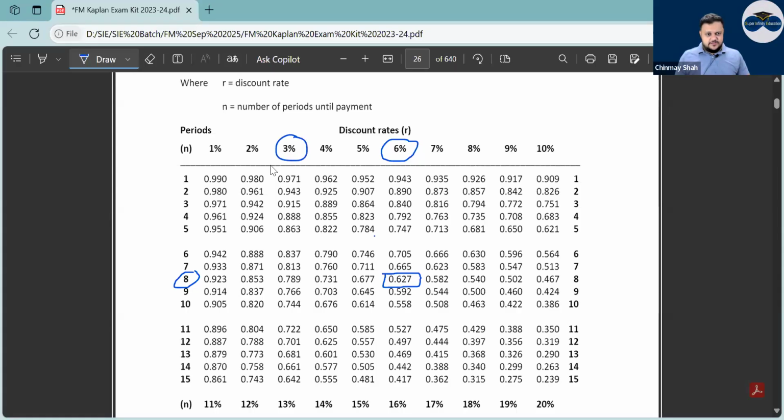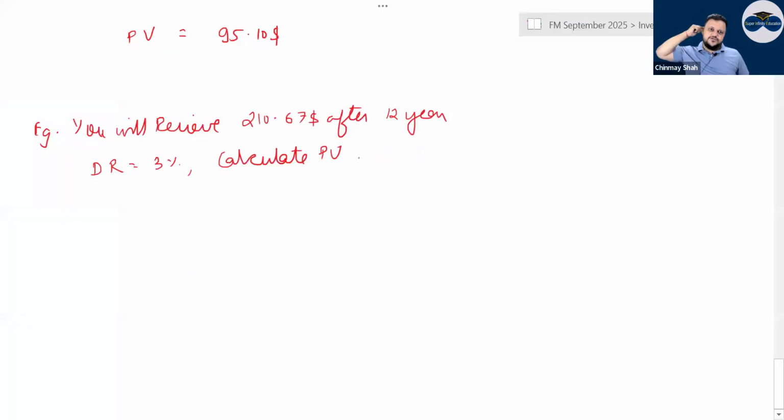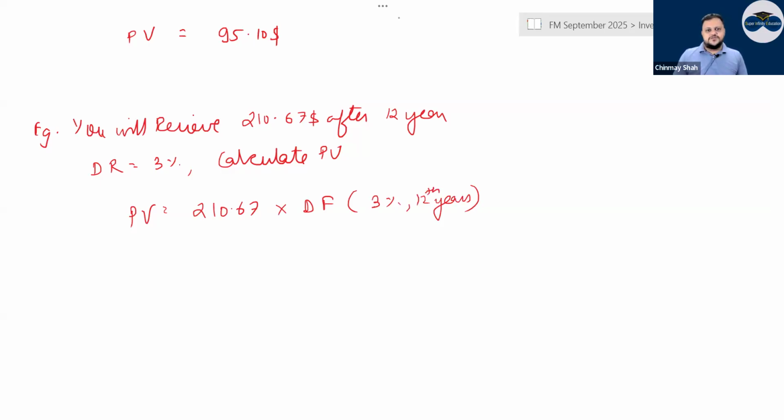3%, 12 years. What will be the discounting factor that you will use? 0.701 multiplied by what is the future value that is given to you after 12 years? 210.67. So it would be what? Present value is equal to 210.67 into what? Discounting factors are 3%, 12 years. ऐसा देखो. Actually इसको 12th year लिखते हैं. This is 12th year. Right? 147.67. Everybody getting 147.67?